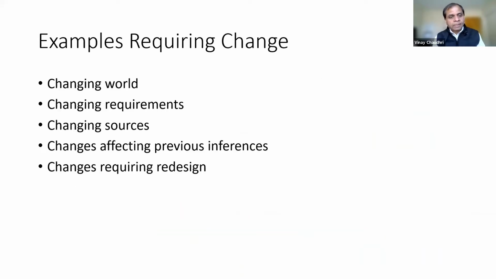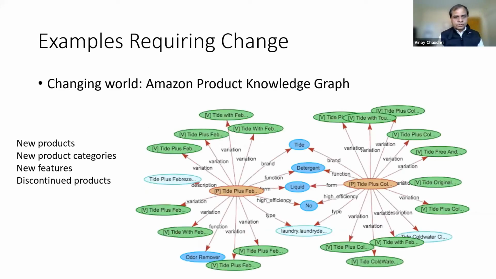Okay, so to motivate the examples of a changing world, I'm here taking the example of the Amazon product graph. The same example could apply to the Google Knowledge Graph too. But in the context of the Amazon product graph, the sort that Luna was talking about on Tuesday, the world is constantly changing. We have new products, we have new product categories, we have new features that manufacturers are introducing. Some products get discontinued. And as those changes are happening in the real world, we have to keep our knowledge graph in sync with those changes.